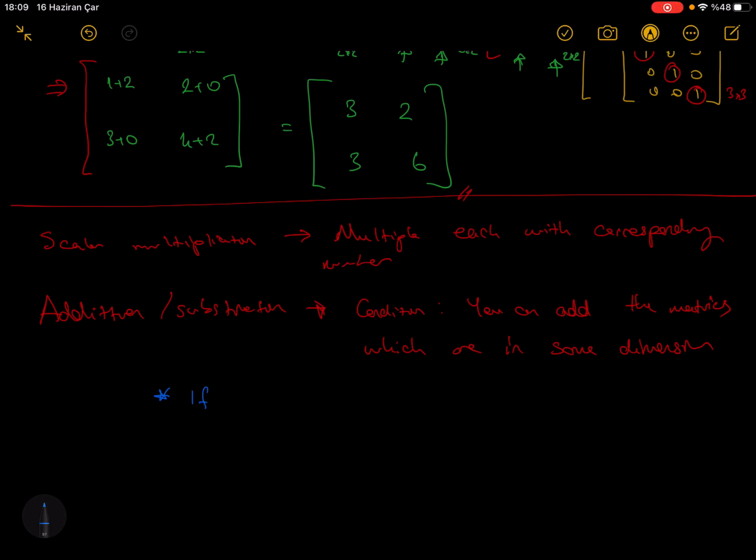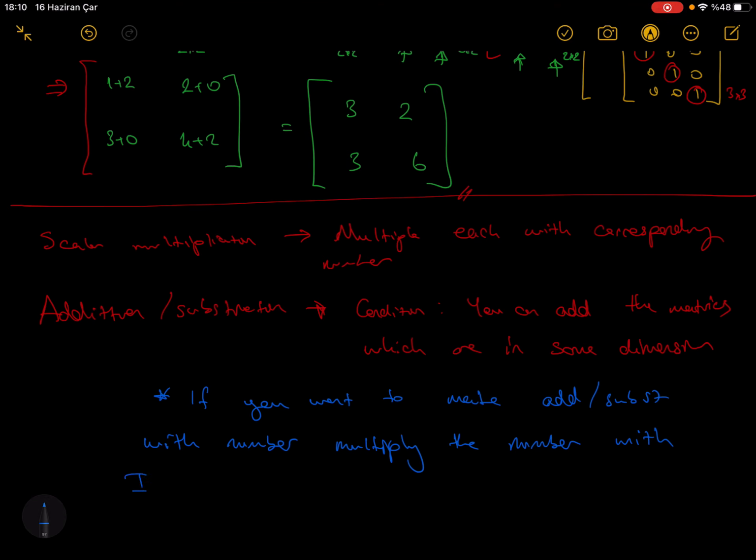And there's a special condition we also covered in this presentation. If you want to make addition or subtraction with a number, multiply the number with the identity matrix, then apply the operation for each cell.